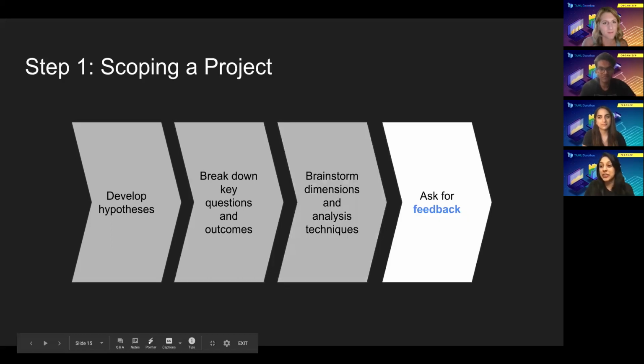And then last, ask for feedback. There are going to be so many people who are interested in your analysis, people like PMs, engineers, even company leads. So if you ask for feedback, you can really get to understand what they cared about that maybe you had a blind spot on.